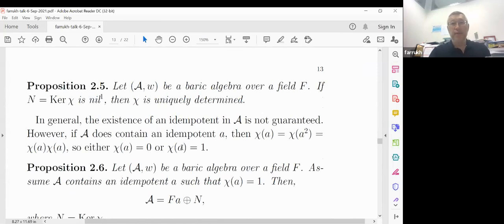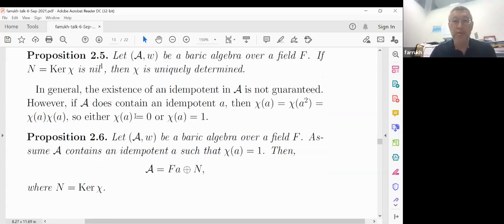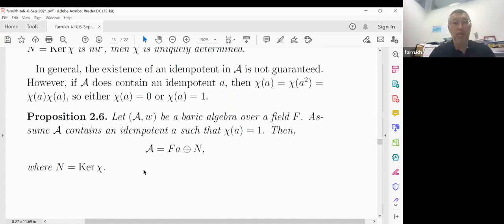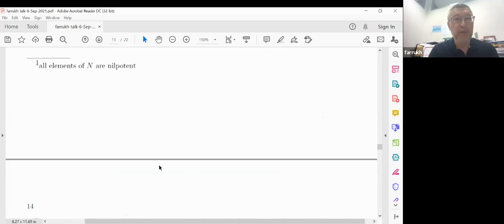So if the kernel of this character is nil, then h is uniquely determined. Basically, in general, the existence of an idempotent is not guaranteed for an algebra with a character. What does it mean? An idempotent may not exist for these algebras. Suppose it contains an idempotent element with this property, then I can decompose my algebra into the direct product of F, one-dimensional, and the kernel of the character. So in case of existence of the idempotent, I can write A as a direct sum of two subalgebras. Of course, in this case, A will have this form. Nil elements are nilpotent elements.